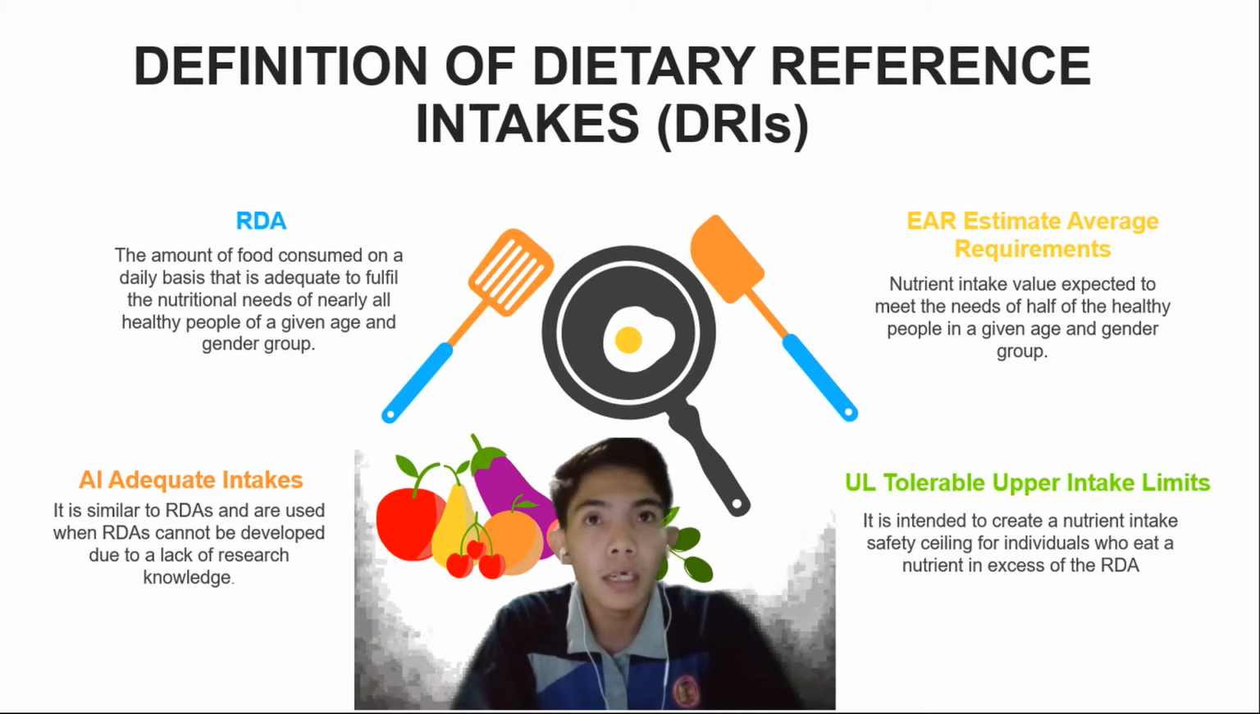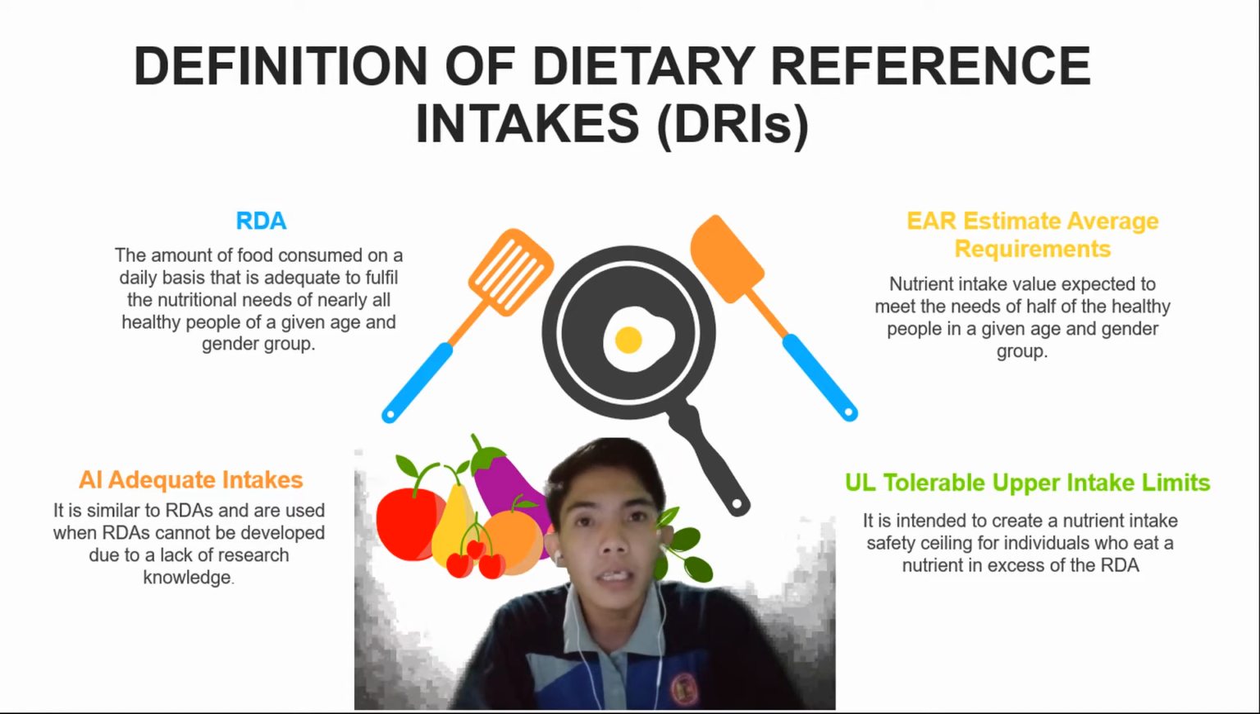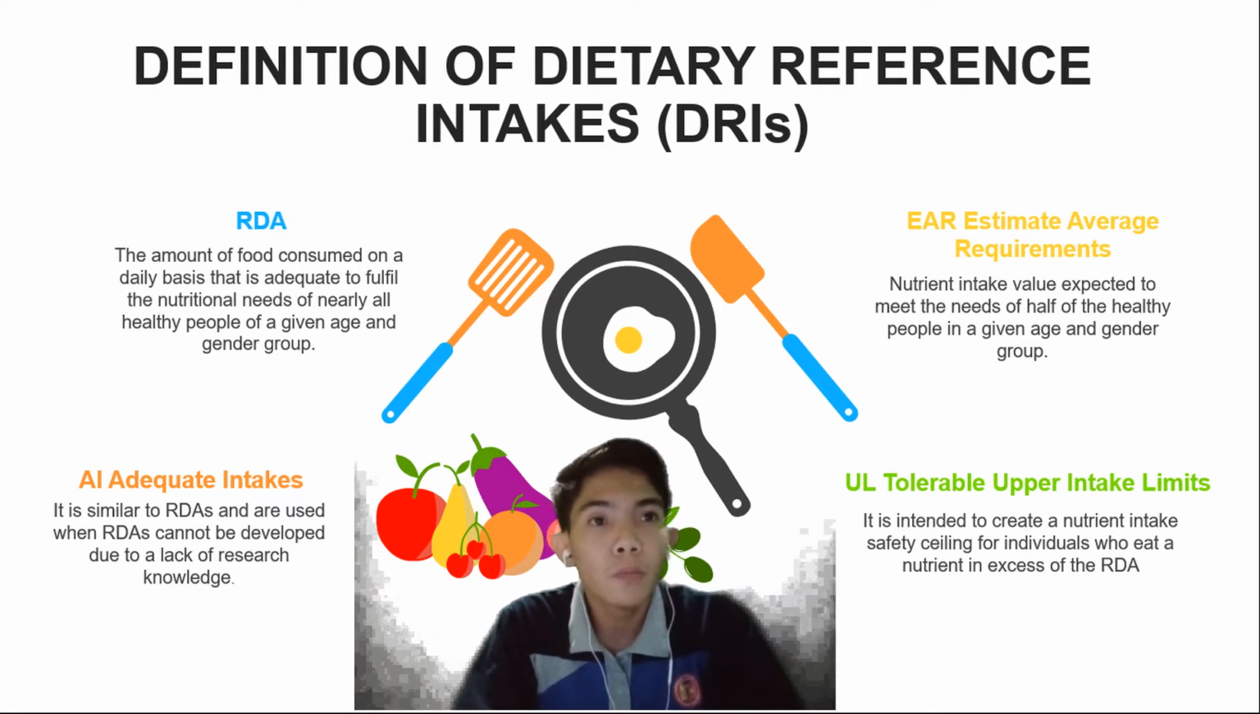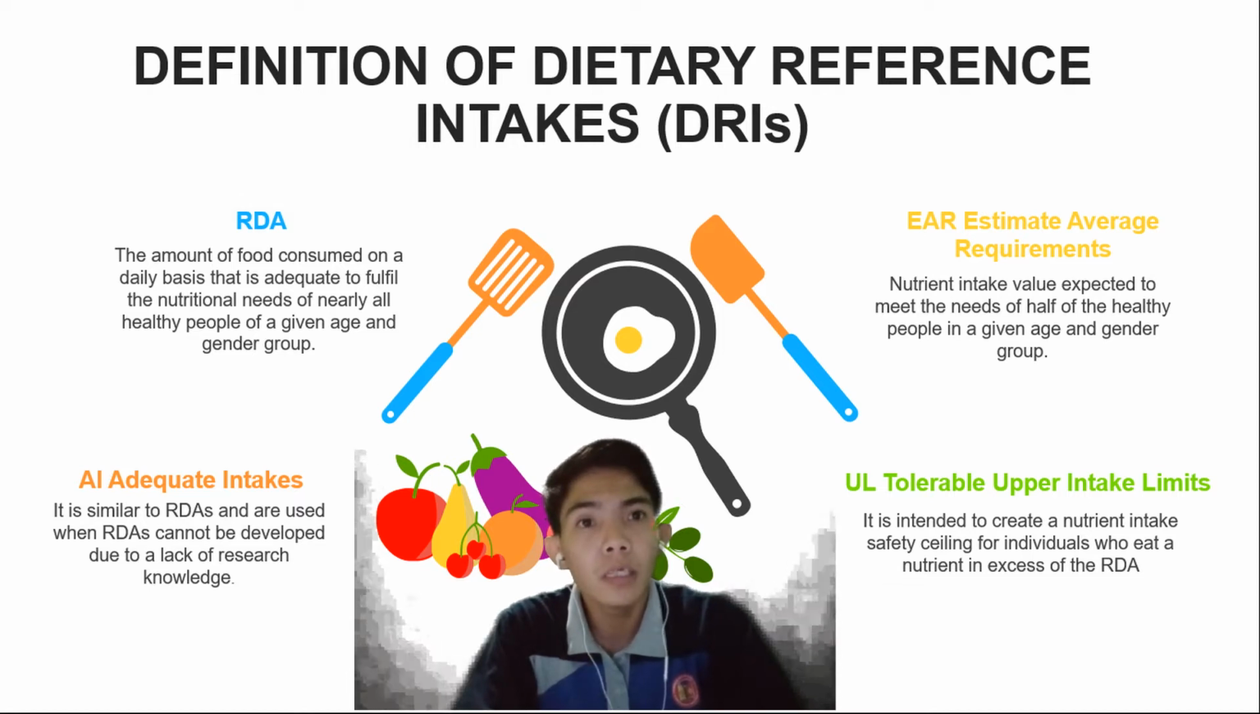Okay, we go to the recommended dietary allowance first. RDA is the amount of food consumed on a daily basis that is adequate to fulfill the nutritional needs of nearly all healthy people of a given age and gender group. RDA is set at a level that is at the top 2 to 3% of the requirement distribution, and RDA is intended to serve as a goal for daily intake by individuals.